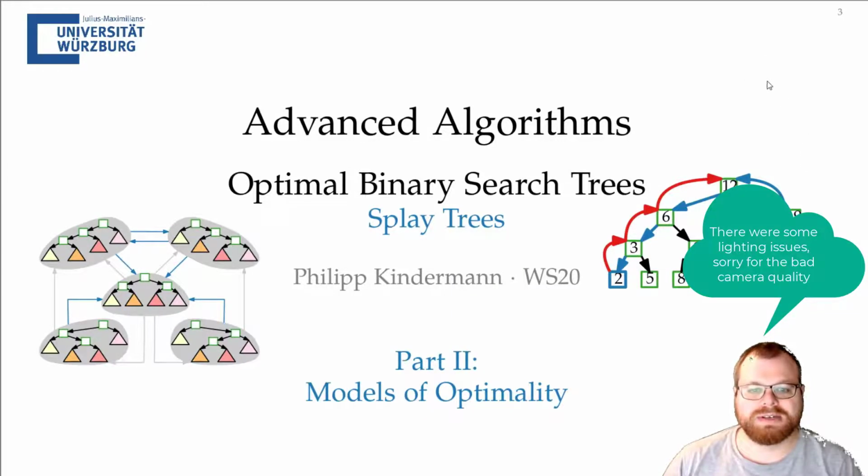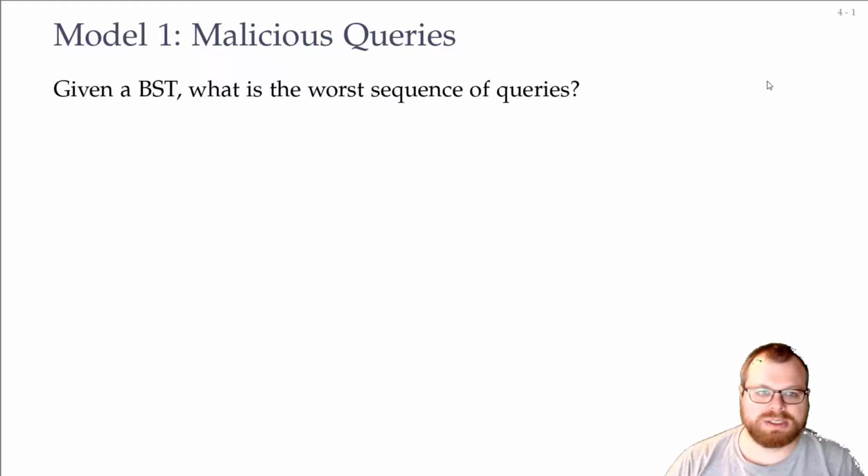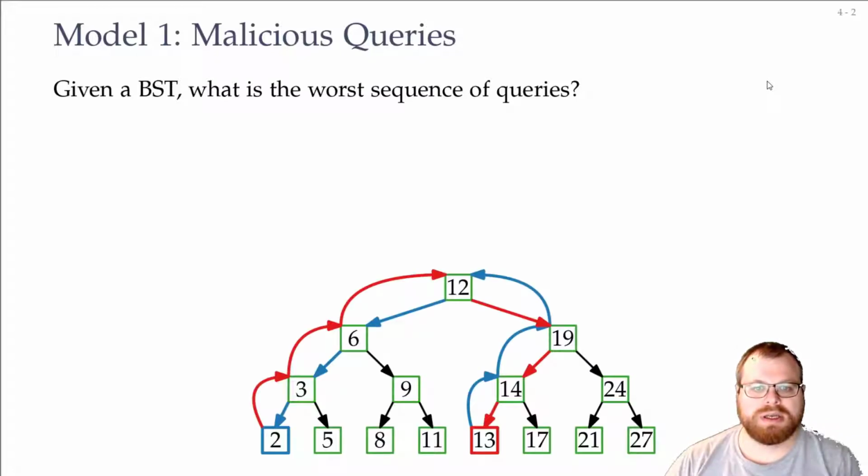We now want to look at a few different models on how to measure the optimality or the quality of a binary search tree. The first one is the one that you know. If we have a fixed binary search tree, what is the worst sequence of queries that we can have? In the example we had before, this is one of them.